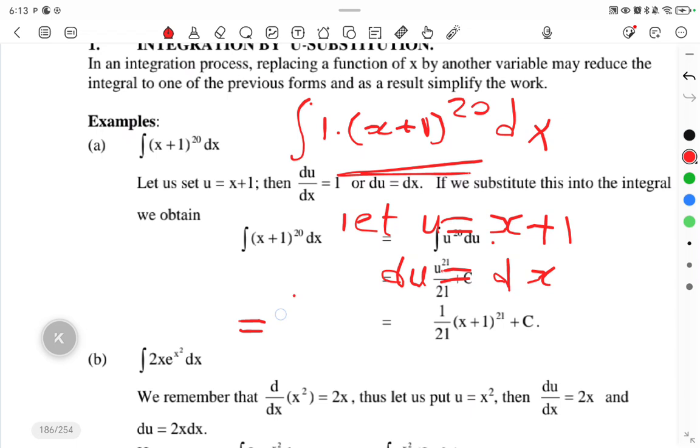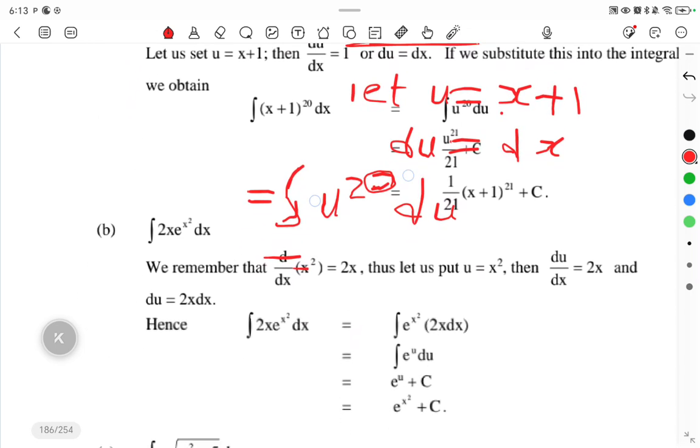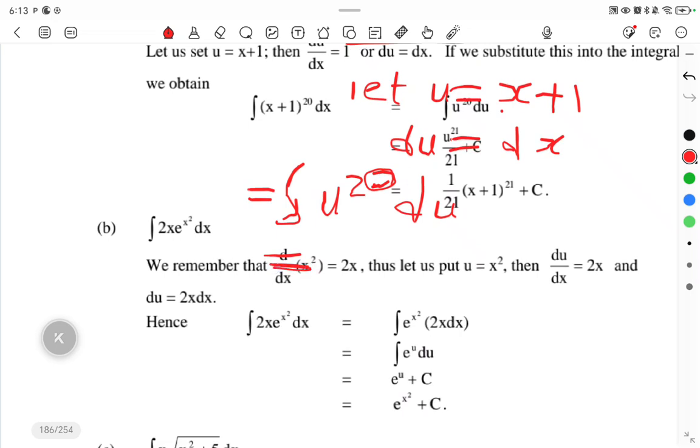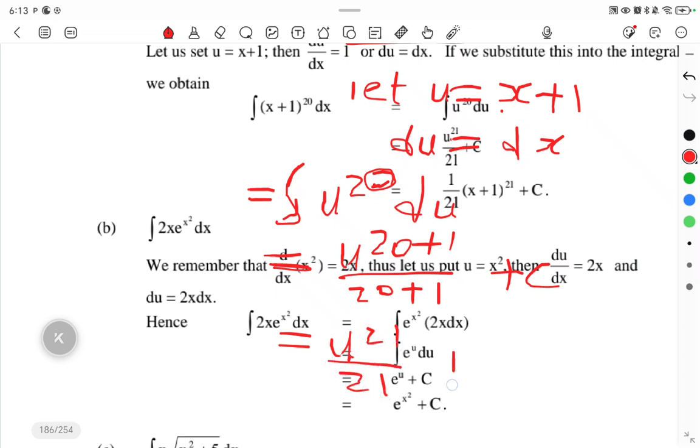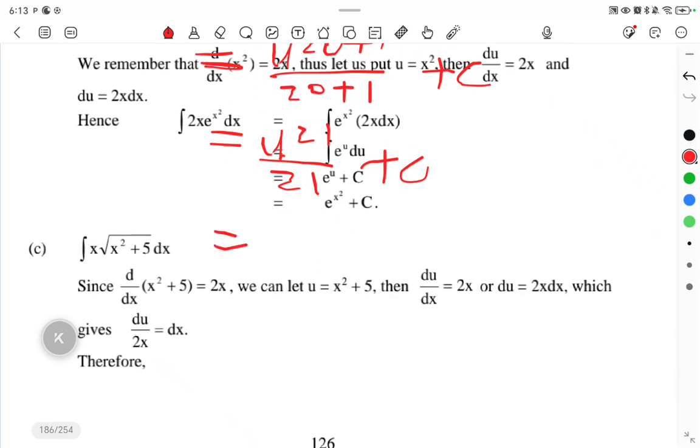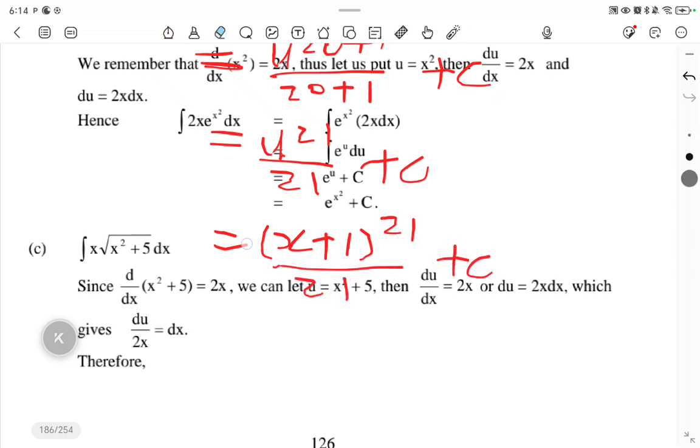I come back and substitute here. We know that x plus 1 is equal to u, so I'll have u to the 20, and then dx is equal to du, so I'll have du. Then when I integrate this, I would have u to the 20 plus 1 over 20 plus 1 plus c, and this would be u to the 21 over 21 plus c. Then I come back to plug in my u. My u is x plus 1, so x plus 1 to the 21 over 21 plus c. Then that will be the solution.